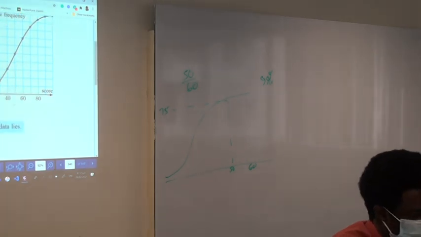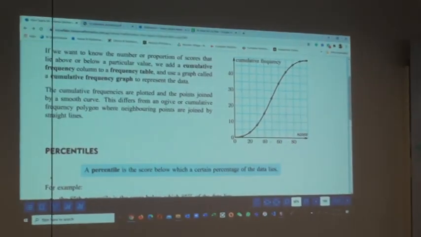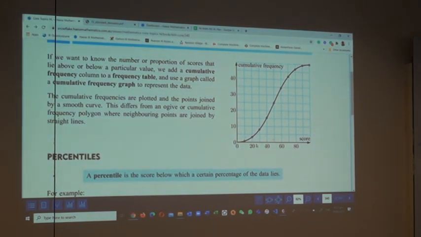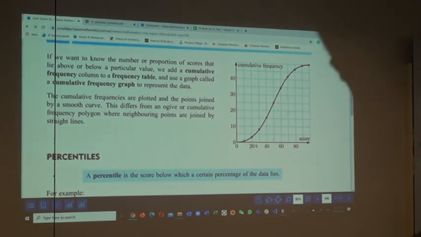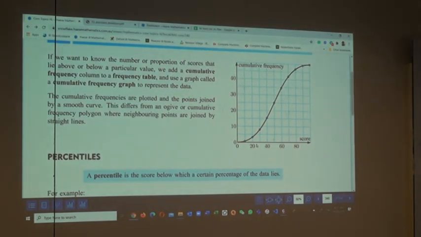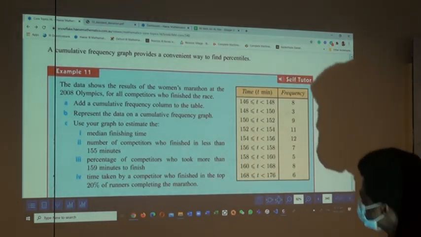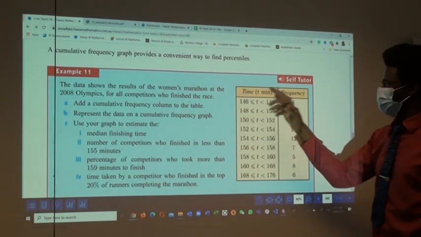Now, quickly, a percentile is the score below a certain percentage, just like what we have said. So when plotting the cumulative frequency curve, you find your cumulative frequency column of the table given. That will be your vertical axis. Your horizontal axis is the data itself. So the idea is this. This to this is 8.